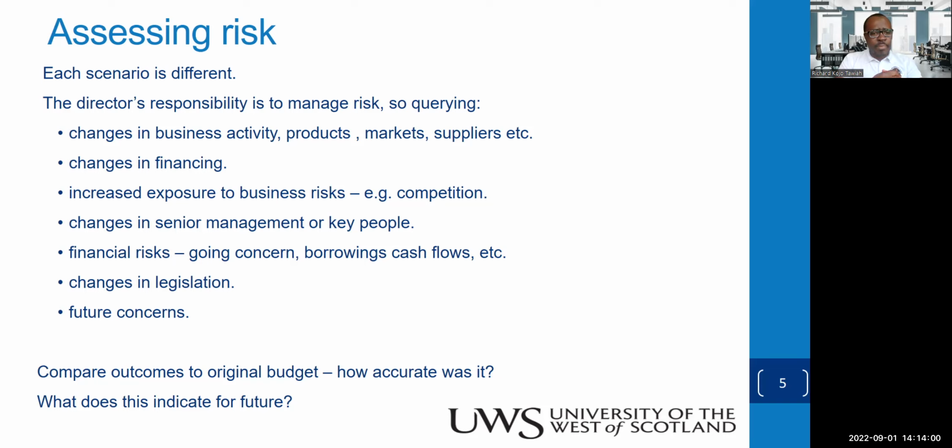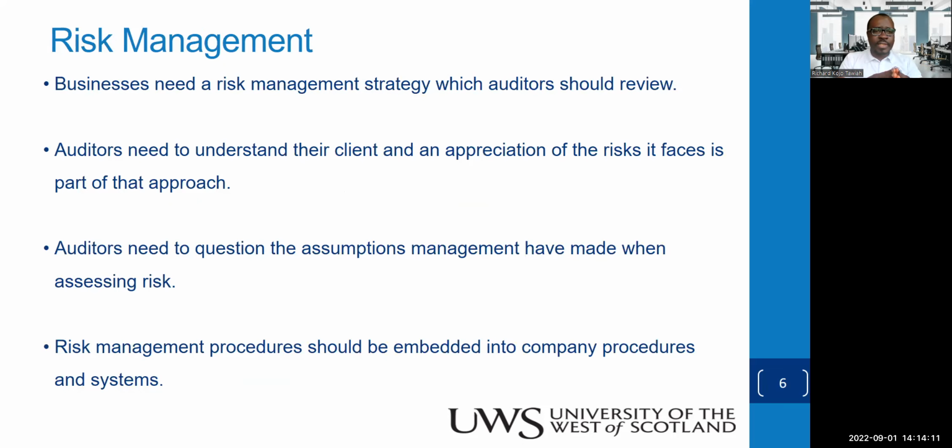They could also compare outcomes of the original budget to what has actually occurred, and what does this indicate for the future? Okay, so each one in its own case. We cannot apply all of this to one scenario. So like I said, the organization must have a risk management strategy. Usually it should be a policy. And then we, the auditors, will review and see whether it makes sense and it meets the current needs, okay?